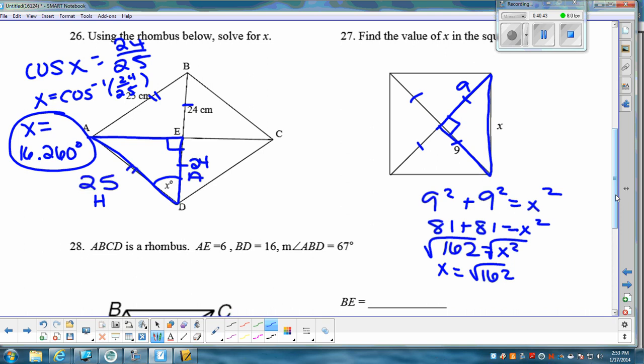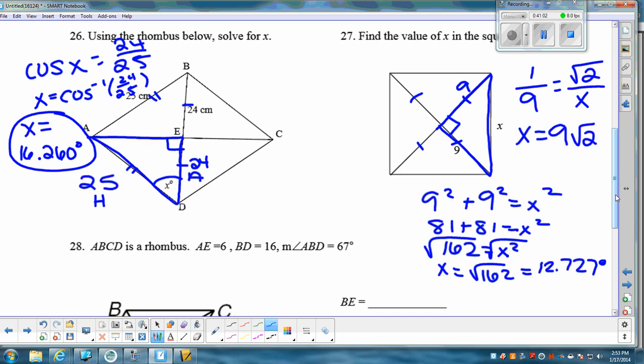Or 12.727. I also could have used my special rights, my 45, 45, 90, so my proportion would end up looking like 1 over 9 equals root 2 over x. So x would be 9 root 2. All of those answers are the same. You do not need to do it in multiple different ways.